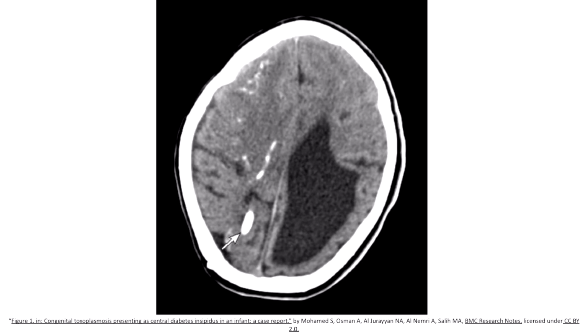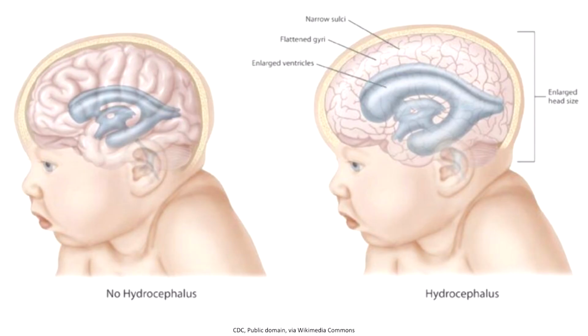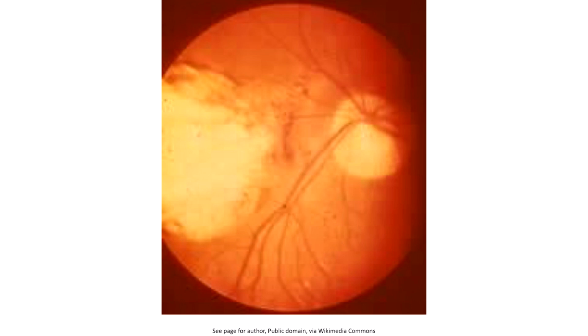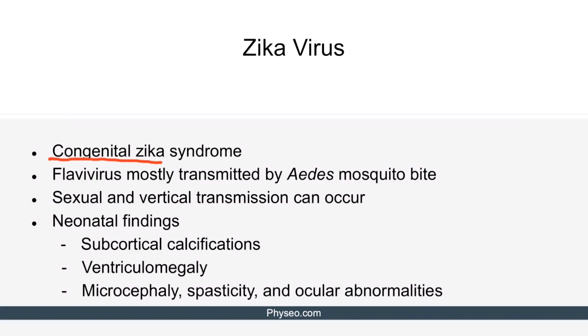Here's an image which shows intracranial calcifications and hydrocephalus, which is classically seen in congenital toxoplasmosis. Hopefully you can appreciate the diffuse areas of calcification, for example right here. Also, you can see a dilated ventricle right here, which is suggestive of hydrocephalus. Here we see a neonate with hydrocephalus, and hopefully you can appreciate the dilated ventricular system and a relatively larger head size. Here we see a fundoscopic image of chorioretinitis in congenital toxoplasmosis, and pay attention to these exudates on the retina.